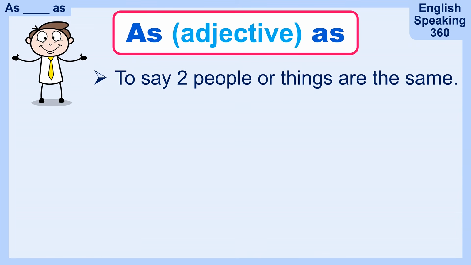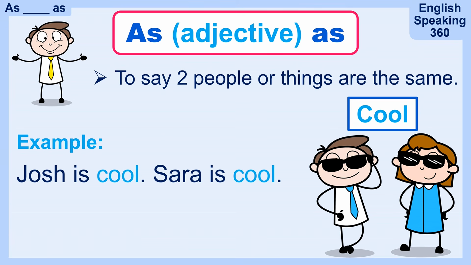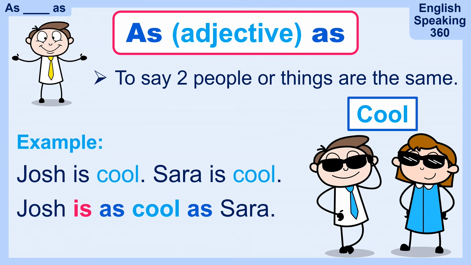This structure is used when we want to say that two people or two things are the same. Here's an example for you. Josh is cool. Of course, everybody knows that. And Sarah is cool too. So, if you want to put that into one sentence, comparing the two people, Josh and Sarah, you will say, Josh is as cool as Sarah. As cool as: as adjective as.